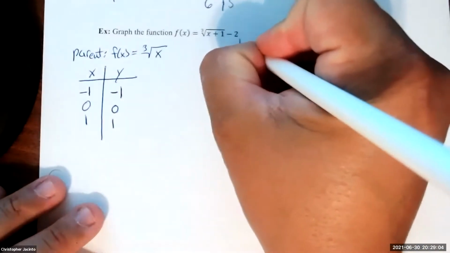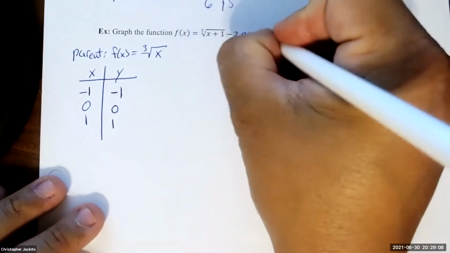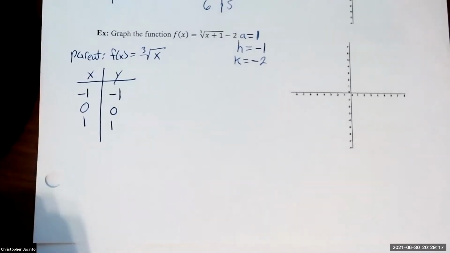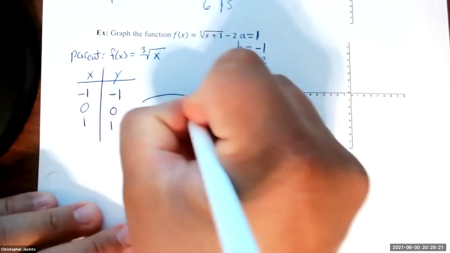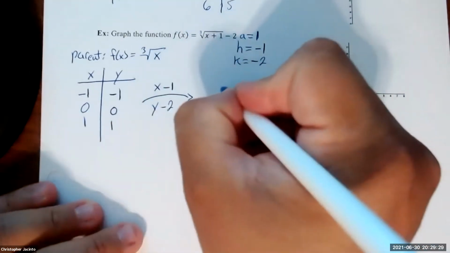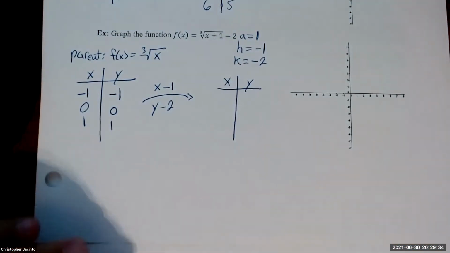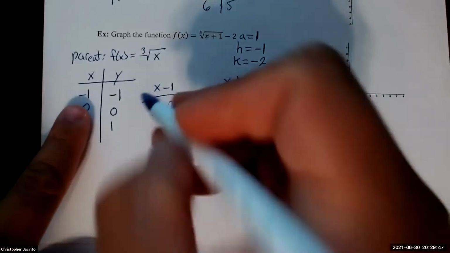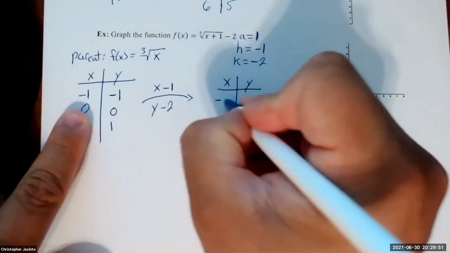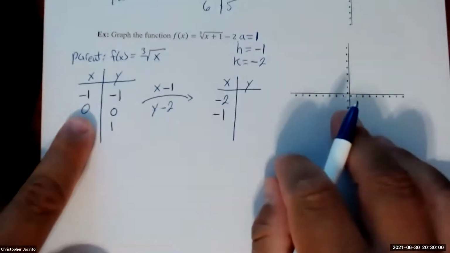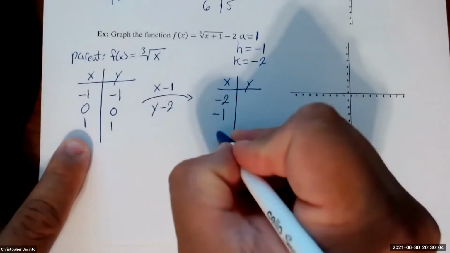Okay. And same thing, we find out h, k, and the a term. And again, a is going to be 1, h is going to be -1, and k is going to be -2 this time. Right, so we do this transformation. It's going to be x now -1 and y -2 instead of adding them. Right, and just do the same thing. So all the x's, we're going to subtract 1 this time. So -1 -1 gives you -2. 0 -1 is -1. And then 1 -1 gives you 0.